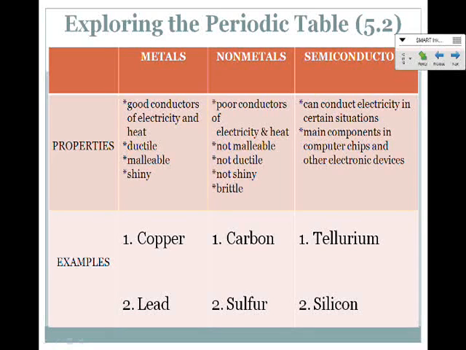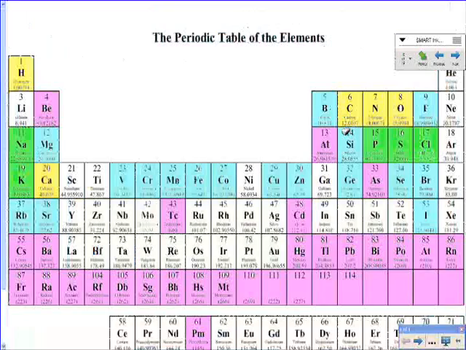Now, semiconductors are going to be in the middle of these. Sometimes they conduct electricity, sometimes they don't. These are actually the main components in computer chips and other electronic devices. So tellurium and silicon, those are two examples of semiconductors.